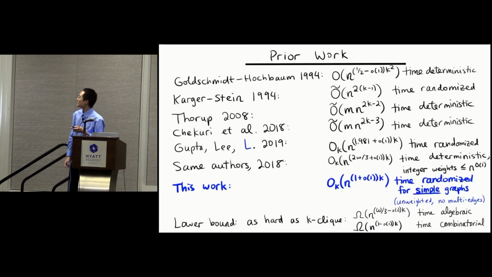On the lower bound side, it's known that k-cut is roughly as hard as k-clique for roughly the same parameter k. Based on a popular conjecture, k-clique cannot be solved in n to the omega over 3 times k time for algebraic algorithms using fast matrix multiplication, or roughly n to the k time for combinatorial algorithms. And it turns out that the algorithm that we consider in this work is combinatorial. So this gives us a tight running time for k-cut, assuming the combinatorial k-clique conjecture.